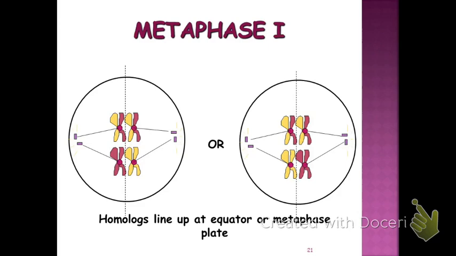Okay, so again, here's another illustration of the options. They can line up either way, and it's just completely random. That's independent assortment.